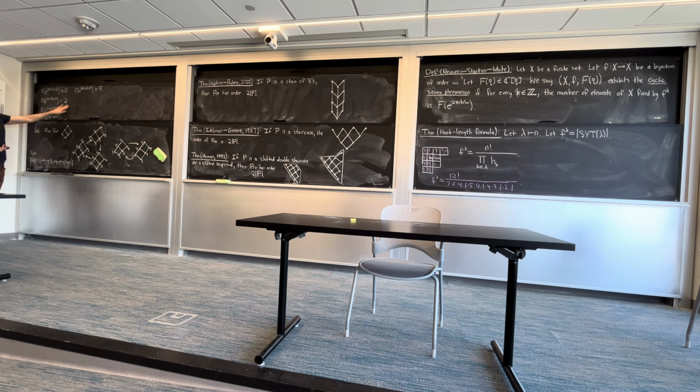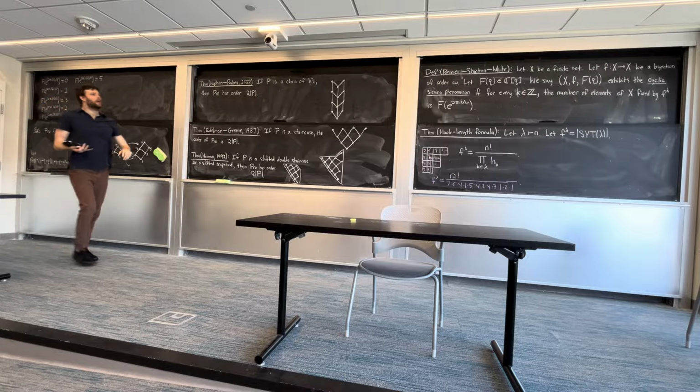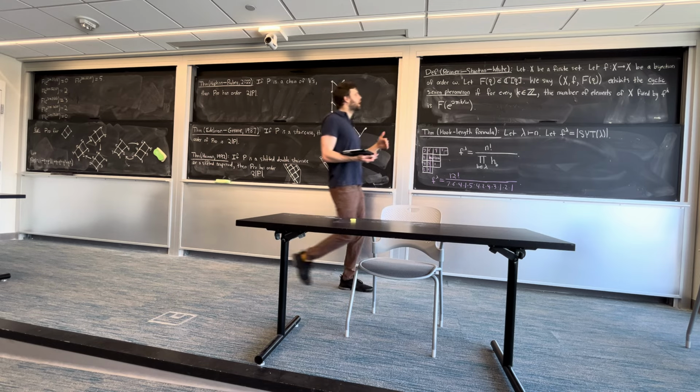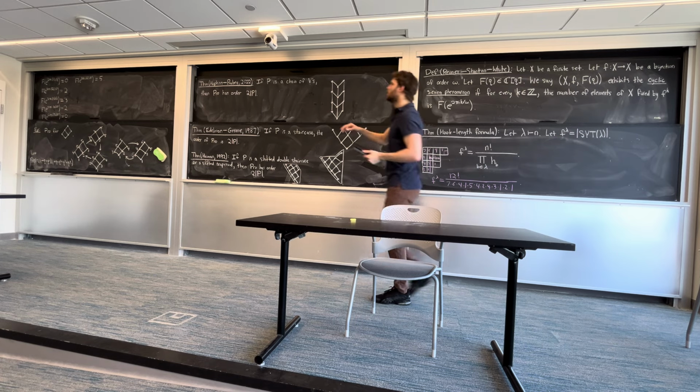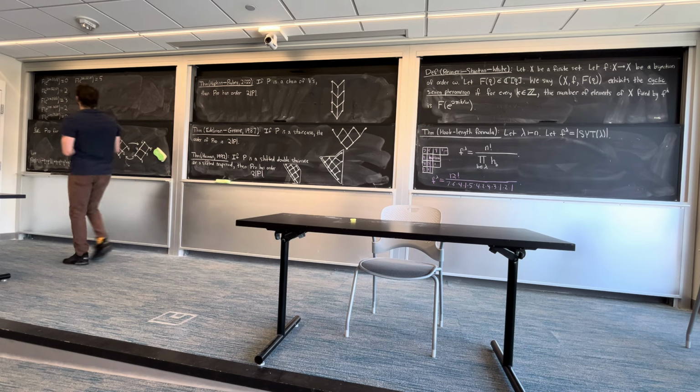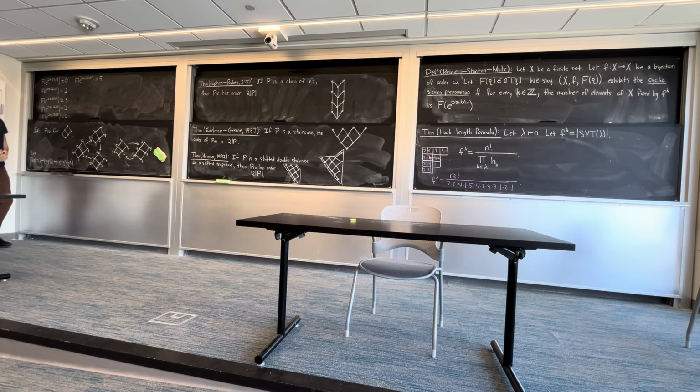I stated this for all integers k, but really you just need the integers from 1 up to omega, because everything is periodic. So if I did this for k equals 7, I would just get 0 again, and we would just repeat this.